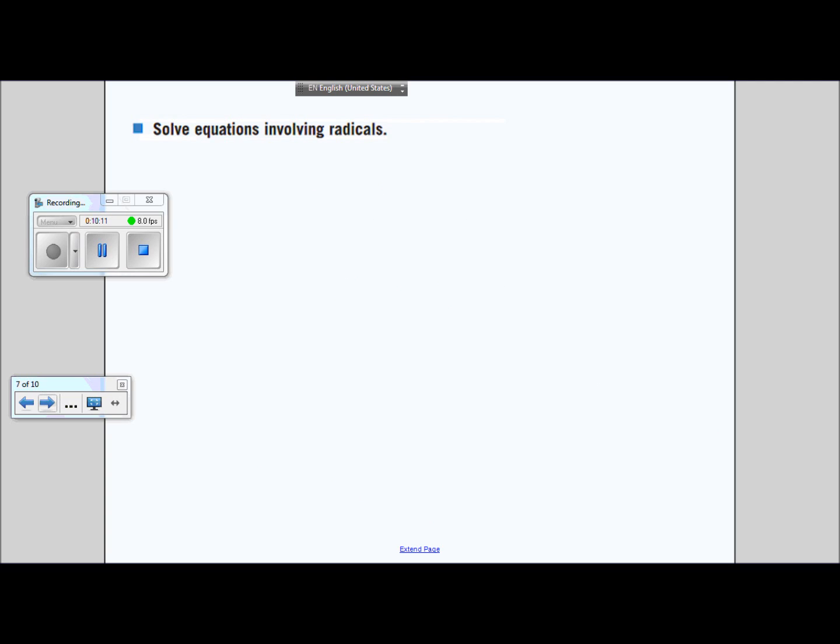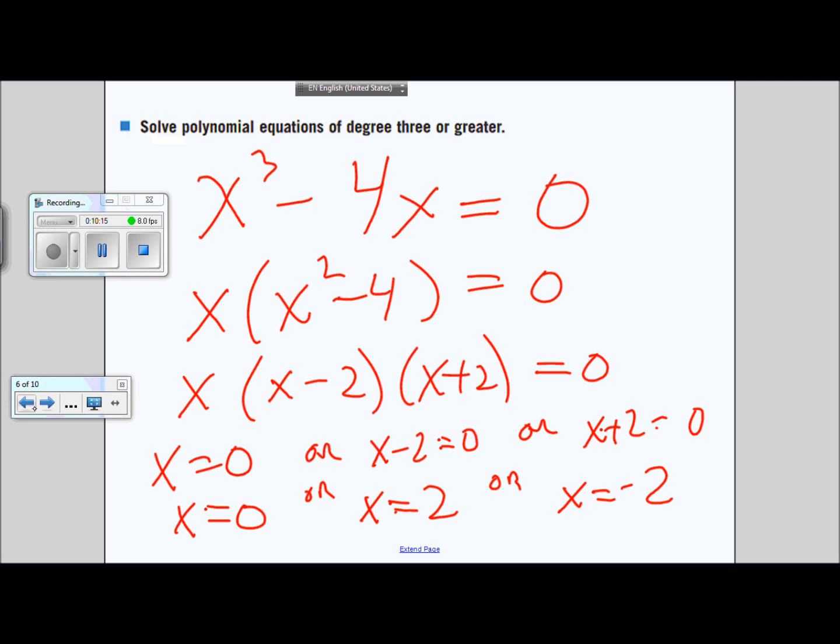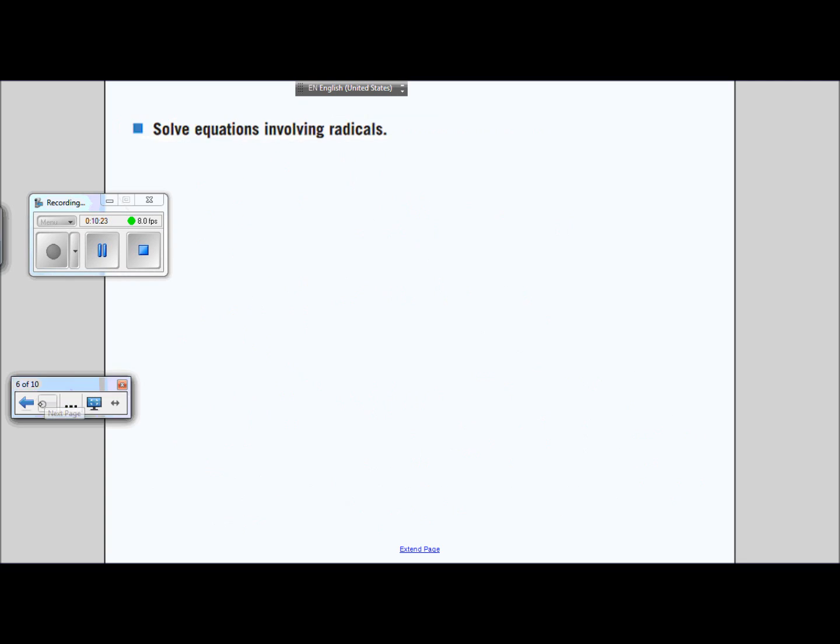Solving equations involving radicals. Oh, I did want to say one thing. I should back up a page. Back up a page. There we go. Third degree equation, 3 answers. You can use that in checking your polynomial equations of higher degree there.